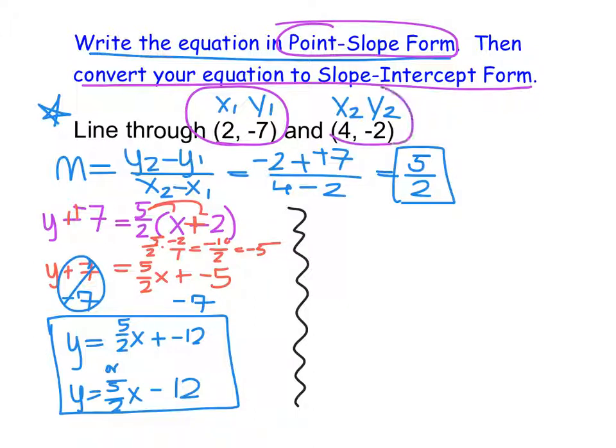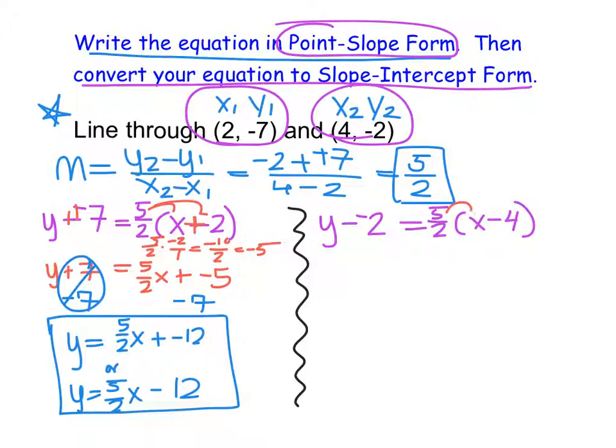Now we're going to do it a second time just to prove to you that it really doesn't matter which set of points we utilize. We're going to use that second point. So here I have y minus my y coordinate of negative 2 is equal to 5 halves times x minus my x coordinate of 4. Then my goal is to rewrite this into slope-intercept form.